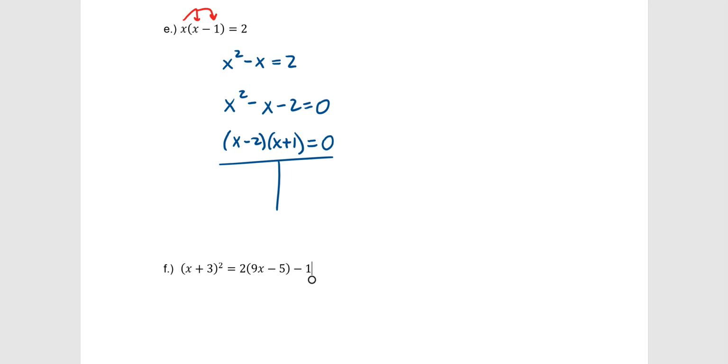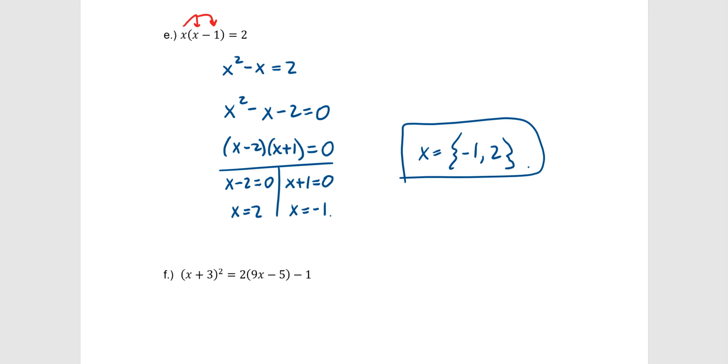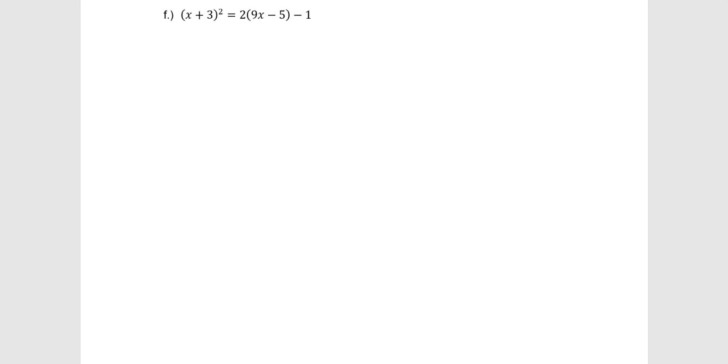We set each one of these equal to 0. x minus 2 equals 0. x plus 1 equals 0. And on the left, we add 2. We get x equals 2. On the right, we subtract 1. And we get x equals negative 1. Okay, and then for this one right here for this last one.